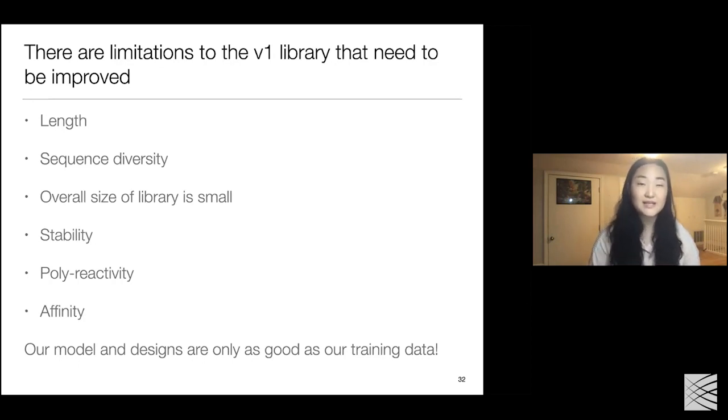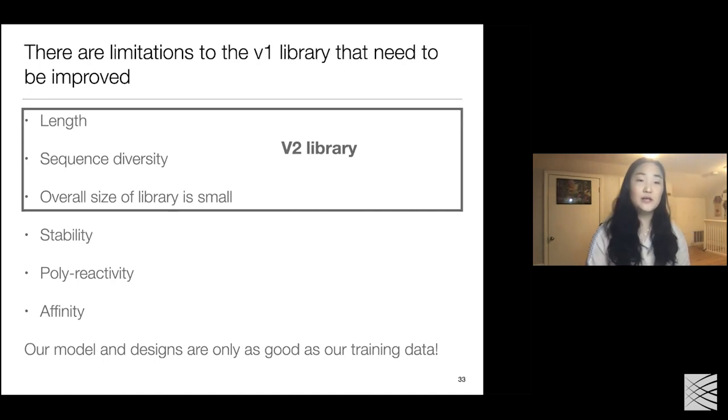We are synthesizing exact CDR3 sequences, and the cost of this can get very, very large. In addition, we don't explicitly optimize for any specific biochemical properties such as stability, polyreactivity, and affinity. And this brings me to a very important point, which is that our model and our designs are only as good as our training data. And so if naive sequences are the hallmark of very stable, very non-polyreactive sequences, then this is what we would expect to learn. And this is something that we are digging into more as well.